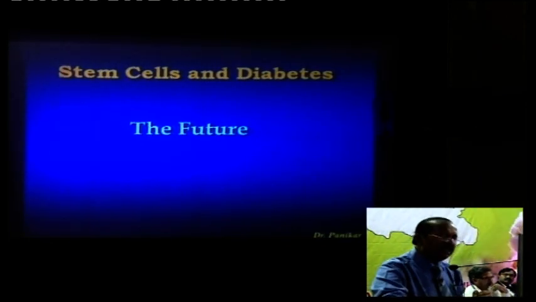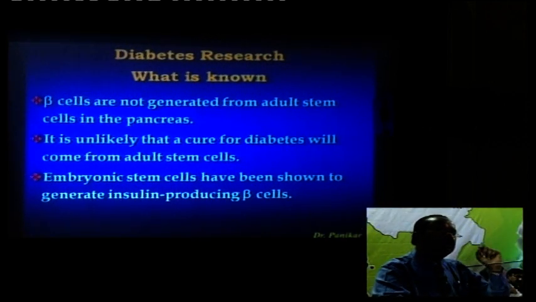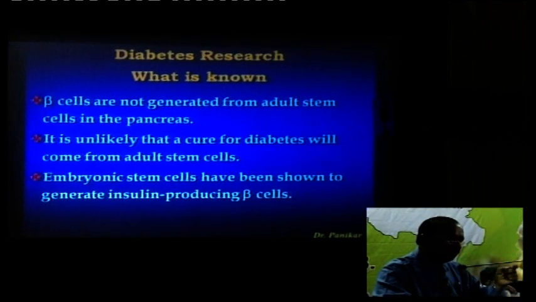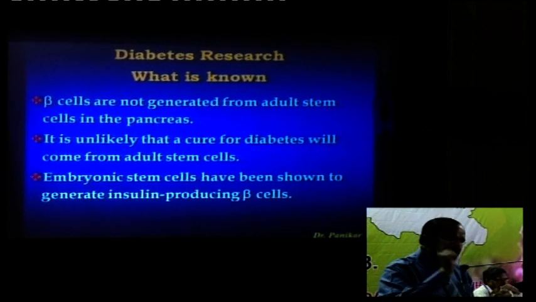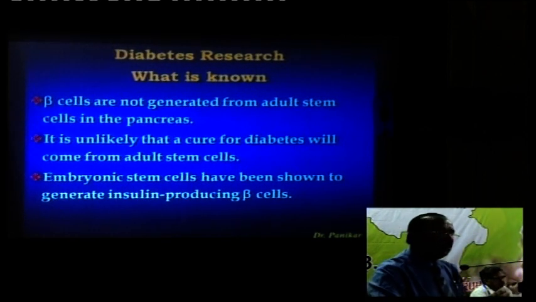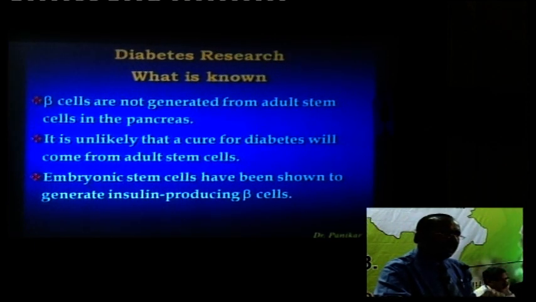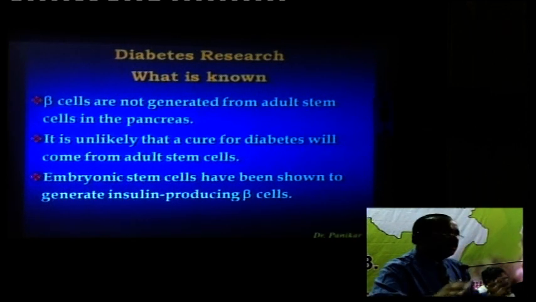So stem cell and diabetes, what is the future? Beta cells are not generated from adult stem cells in the pancreas. What is being done today is they just collect stem cells from the blood or the bone marrow and inject them into the patient, saying we are treating diabetes. Beta cells are not generated from adult stem cells in the pancreas. It is unlikely that a cure for diabetes will come from adult stem cells. Only embryonic stem cells can generate beta cells.